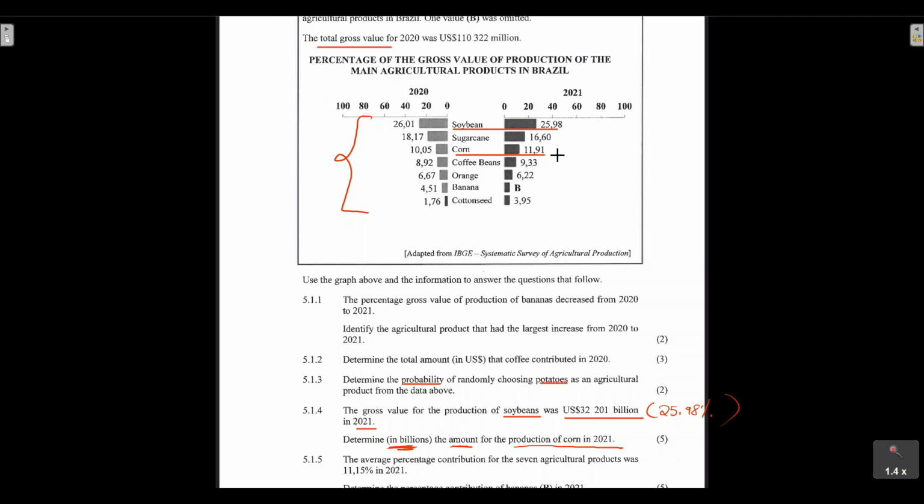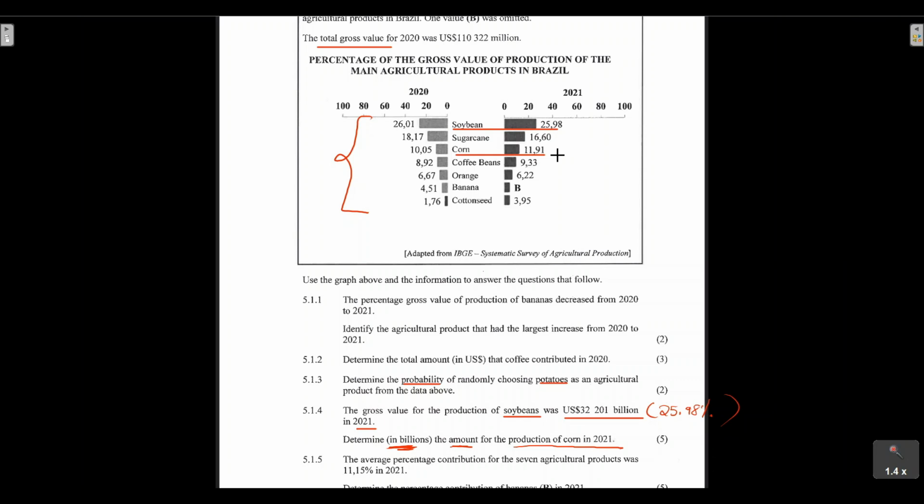Because we would know that 11.91% of the total will basically give us the amount that they made from producing the corn, right? But in this case, we can't do that, because we are not given the total. How would we then approach this question?